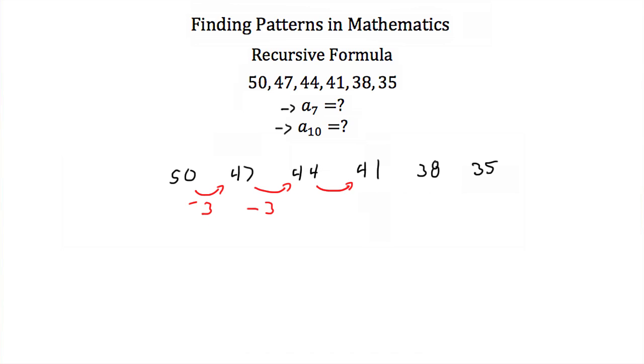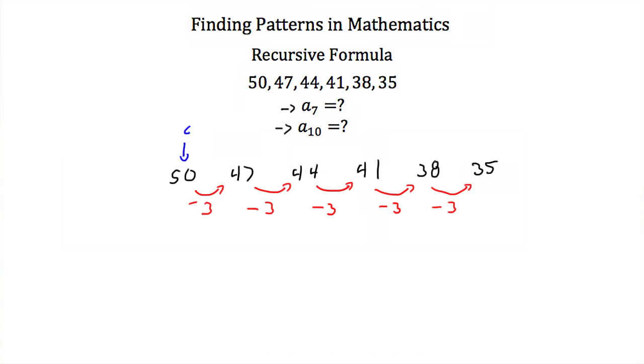So now let's try writing a recursive formula for this sequence. Here we have 50, 47, 44, 41, 38, and 35. So we want to write a formula, and then we're going to use that formula to find our 7th term and our 10th term. Well, to go from 50 to 47, we subtract 3. To go from 47 to 44, we subtract 3. From 44 to 41, we subtract 3. From 41 to 38, we subtract 3. And from 38 to 35, we subtract 3. So we can see our pattern here.